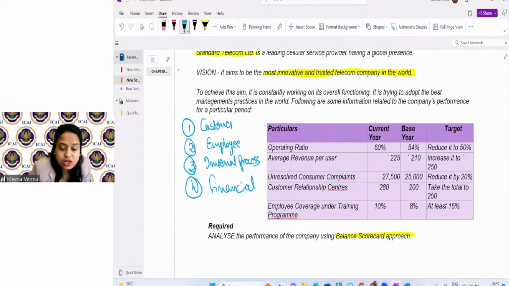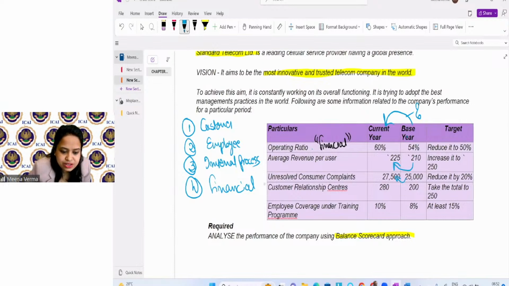Now see what is given in the question. Operating ratio: is it improved or not? This is the base year and this is the current year. Check whether it is improved or not. This will go to financial goal. This is what I can see. Next, from the base year, you can see revenue per user, again a financial goal: is it increased or what? Check it. Then check unresolved customer complaints. Is it increasing or decreasing?